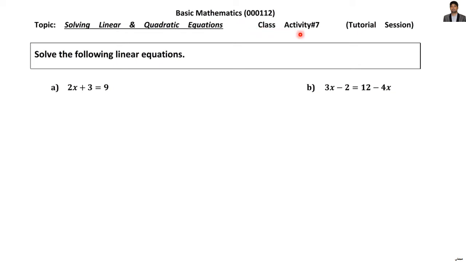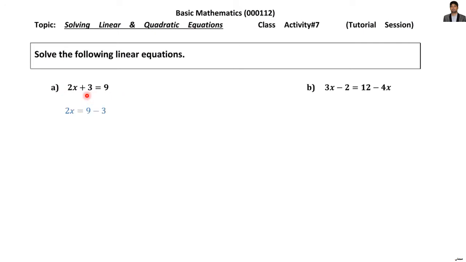Class activity number 7. Solve the following linear equations. Part A. 2x + 3 = 9. So we have to find the value of x. We keep the variables on the left side and numbers on the right side.